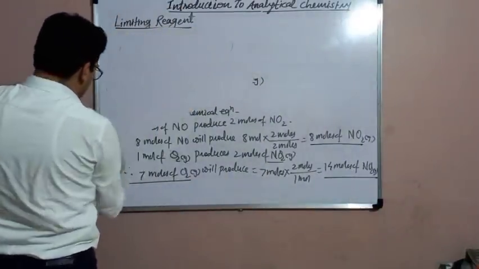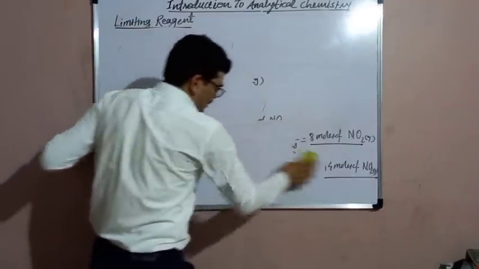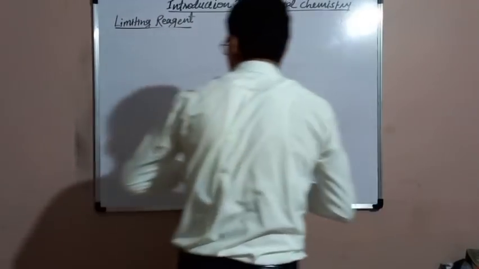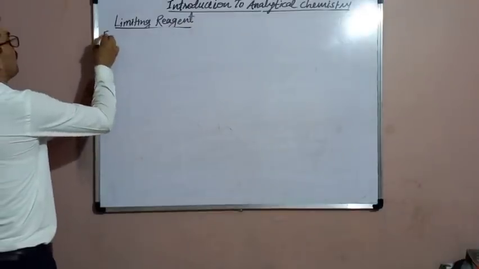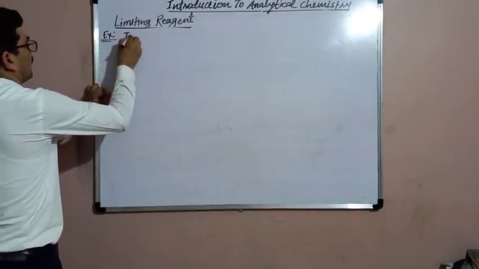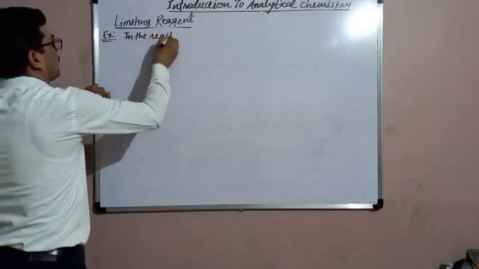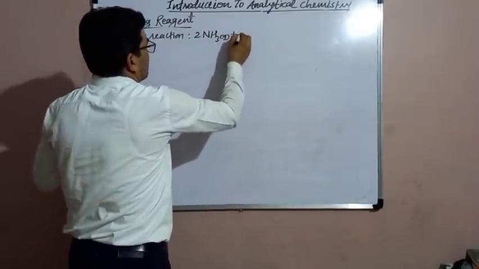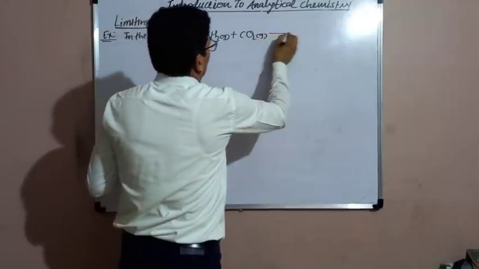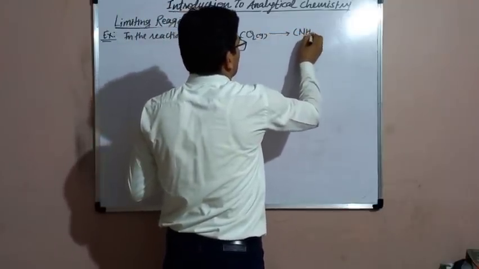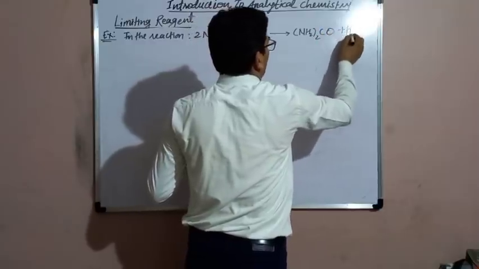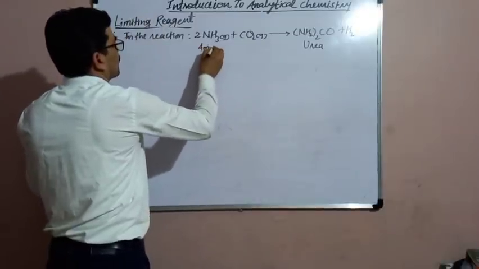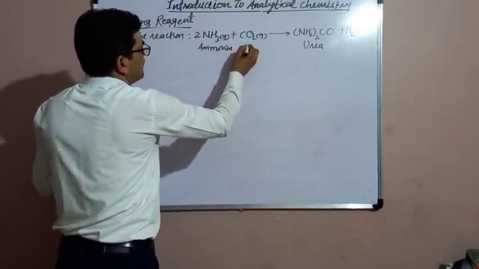We can solve one example and identify which will be the limiting reagent and which will be the excess reagent. See here. In the reaction, 2NH3 plus CO2 to give NH2 twice CO plus H2O. The products are urea and water. This is ammonia and this is carbon dioxide.